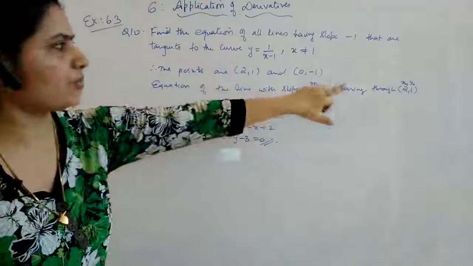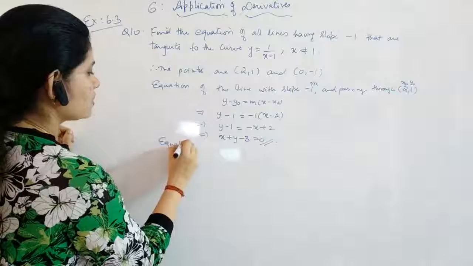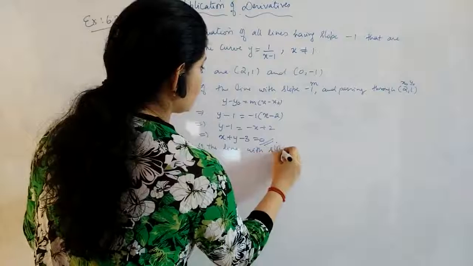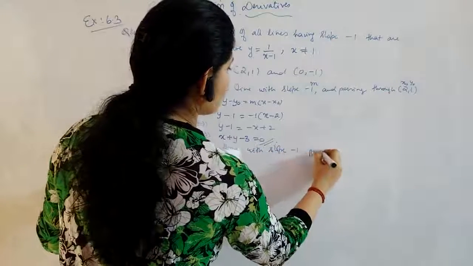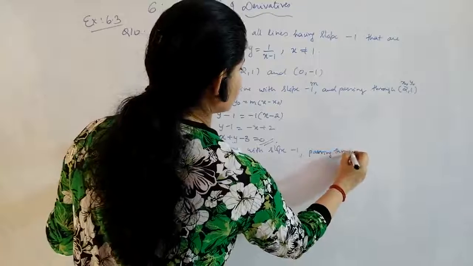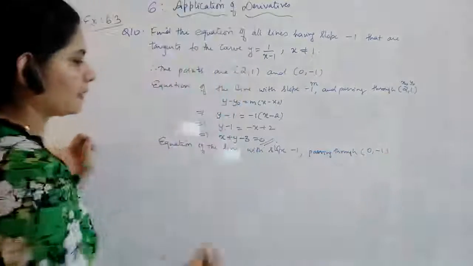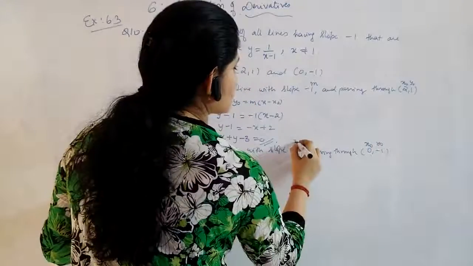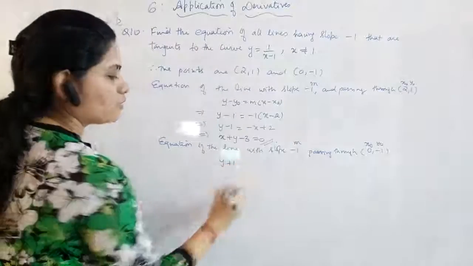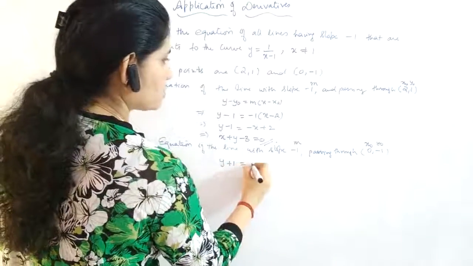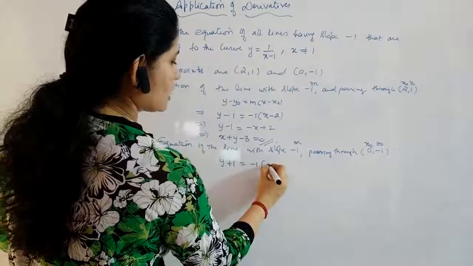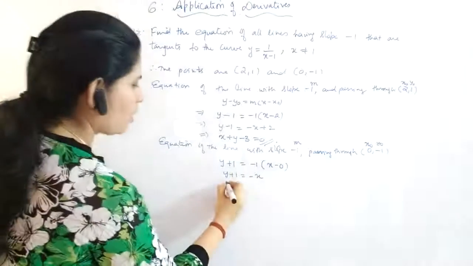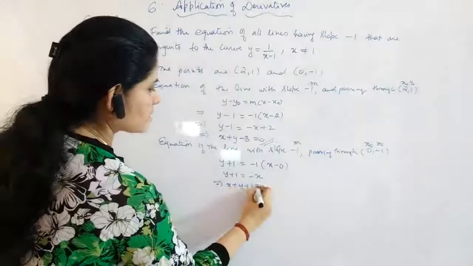Another, again with the same slope and the other point. Okay, equation of the line with slope minus 1 and passing through the point 0 comma minus 1. So again using the same formula, this is your x naught, y naught, and this is m. So y minus y naught will give you y minus of minus 1, that is y plus 1, is equal to m, the same minus 1, into x minus x naught, which is 0. So y plus 1 is equal to minus x, or x plus y plus 1 is equal to 0.